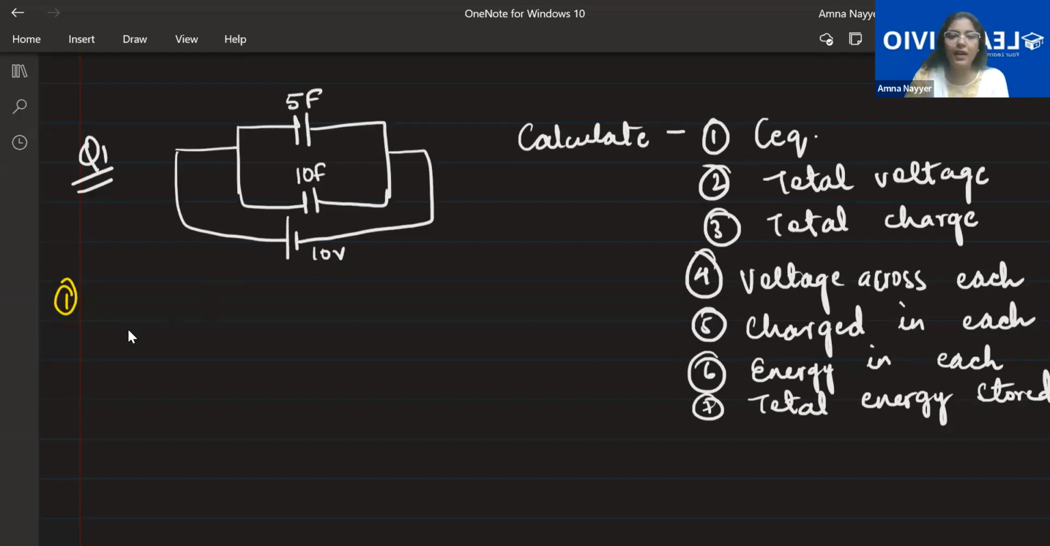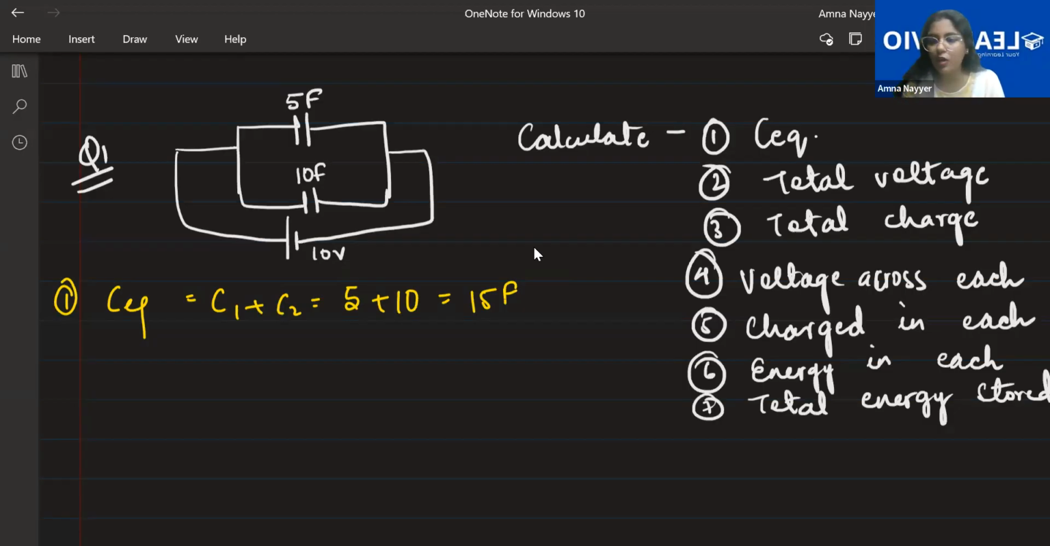So, in the first part, when we calculate the C equivalent, this will be simply C1 plus C2. So C1 plus C2 means 5 plus 10, that is 15 farad. This is the C equivalent. It means you can remove both of the capacitors and just write one single capacitor with the value 15 farad. Got it? When you have to write the C equivalent, you can replace all of the capacitors and just write a single value, that is 15 farad.